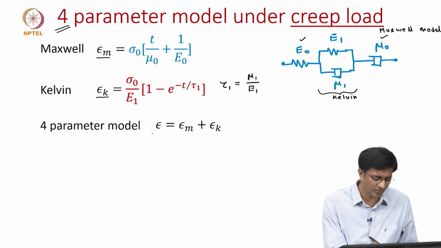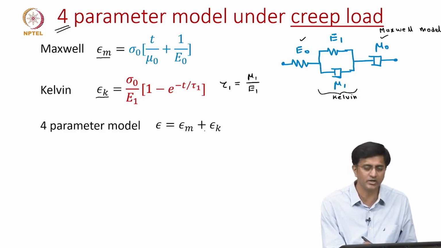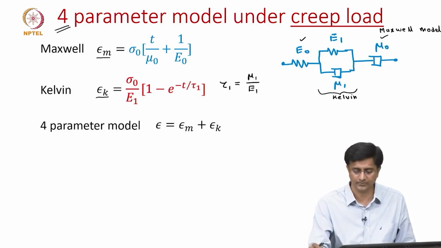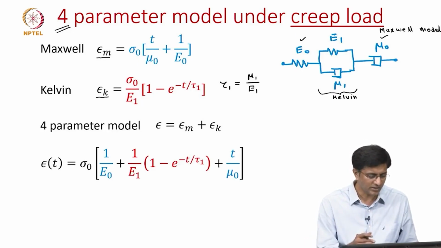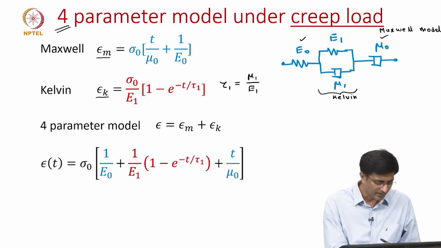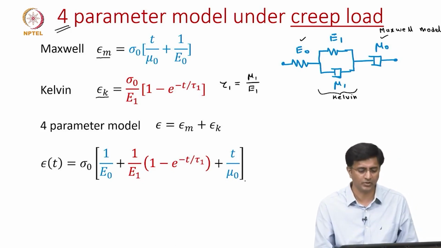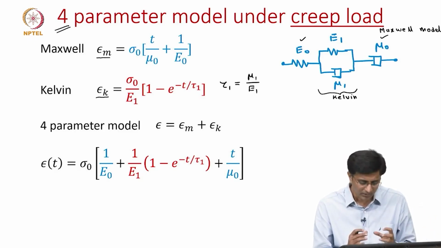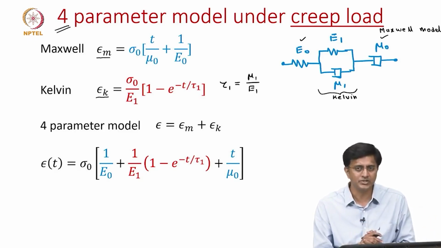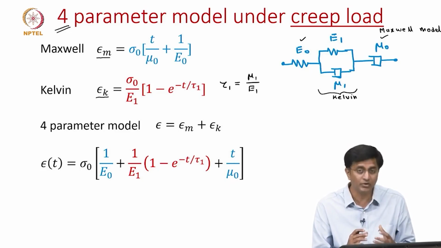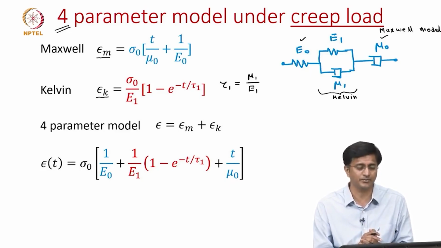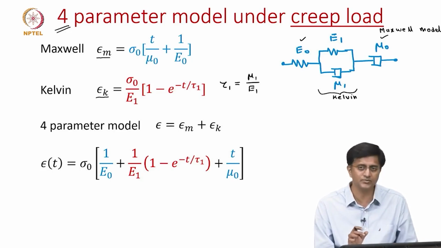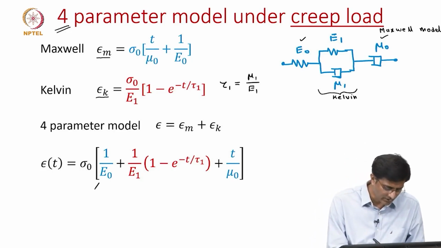So, here we are saying the 4 parameter model strain is simply the sum of strain in the Maxwell plus strain in the Kelvin. This we are getting from the kinematic equations. And once I superpose both these equations, I get the strain response in the 4 parameter model given by these 3 terms. It is simply the strain response in the Maxwell and the Kelvin. But once we look closely at this equation, we will see that we can make a lot of physical interpretation. So, let us look at these 3 terms one at a time. So, first let us look at this term.